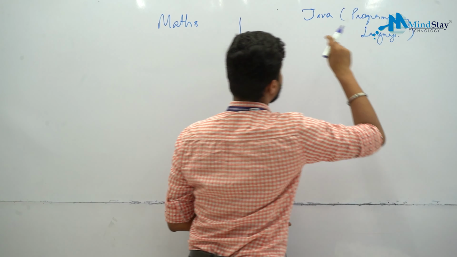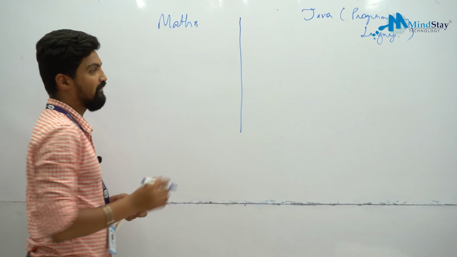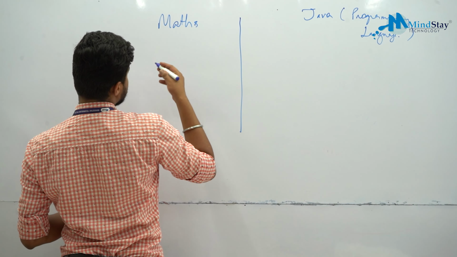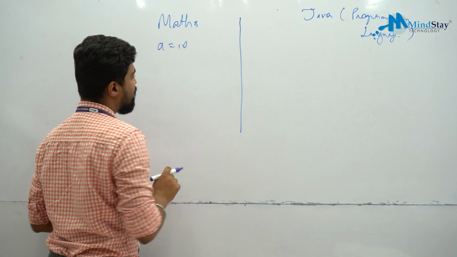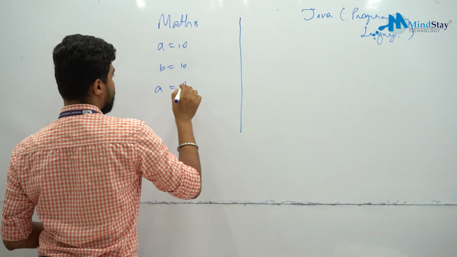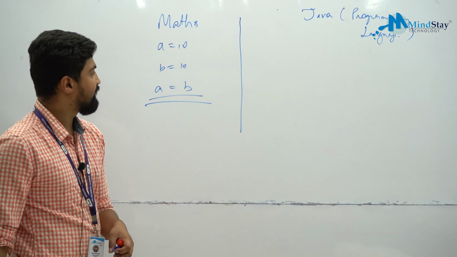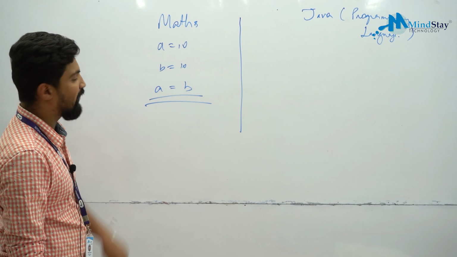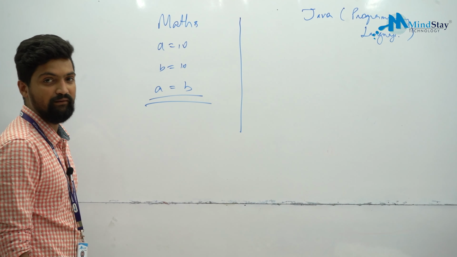Okay, let us say this is Java and this is maths. Now in maths, if I say, let us say A is equal to 10, and B is equal to 10, and A equal to B. In maths, if I say this, I simply mean to say my A is equal to my B, my mathematical expression A is equal to B, right?